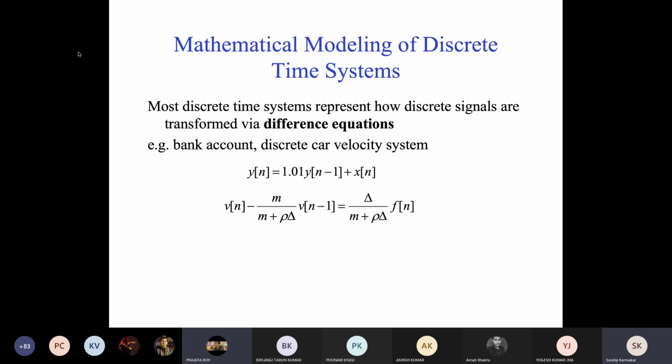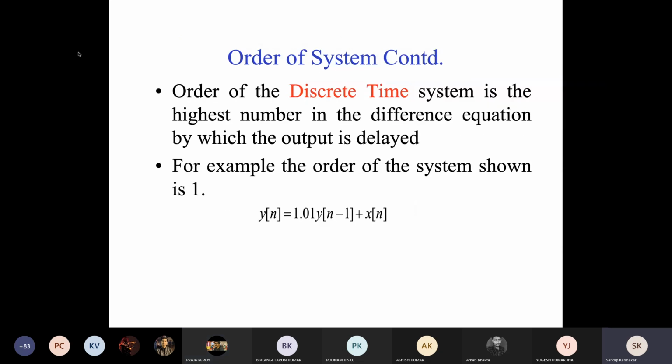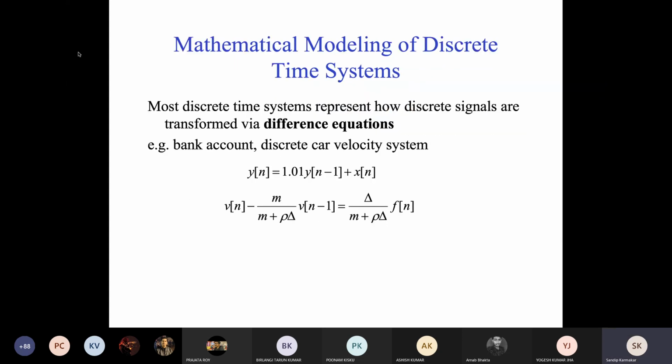A single difference is okay, but here the delay is counted. In a discrete time system, the order is the highest number of delays by which the output is delayed. So from y[n] to y[n-1], y[n-1] is the maximum delay. If it were y[n-2], then the order would have been 2. So here the delay is n-1, that's why the order of the system is 1.